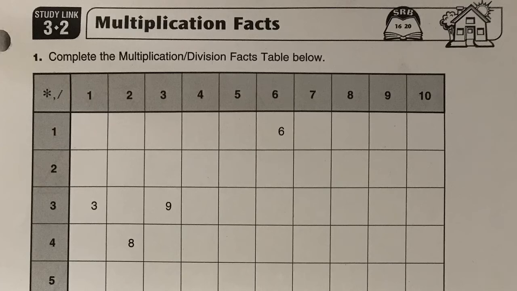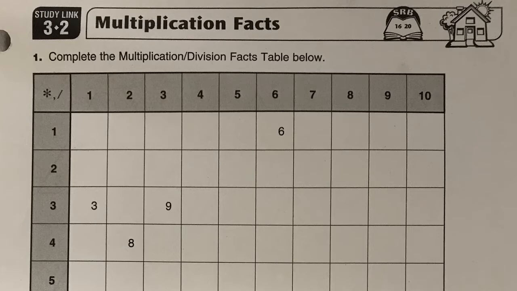All right, we're going to have a look at Study Link 3.2, Multiplication Facts, and this is for Everyday Math 4th grade. And the first thing we have here is a multiplication/division facts table. The way this works is simply you line up a row with a column and write in the numbers there. And you can go in any order you want.